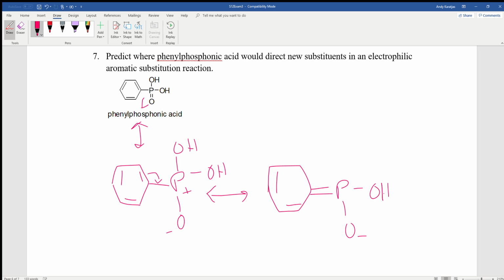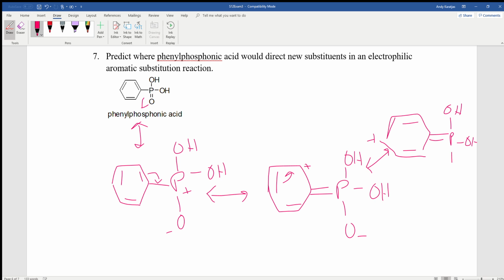And what we see almost immediately from that second structure is we now have a positive charge at the ortho position. As we continue to move our electrons, we also end up with a positive charge at the para position.